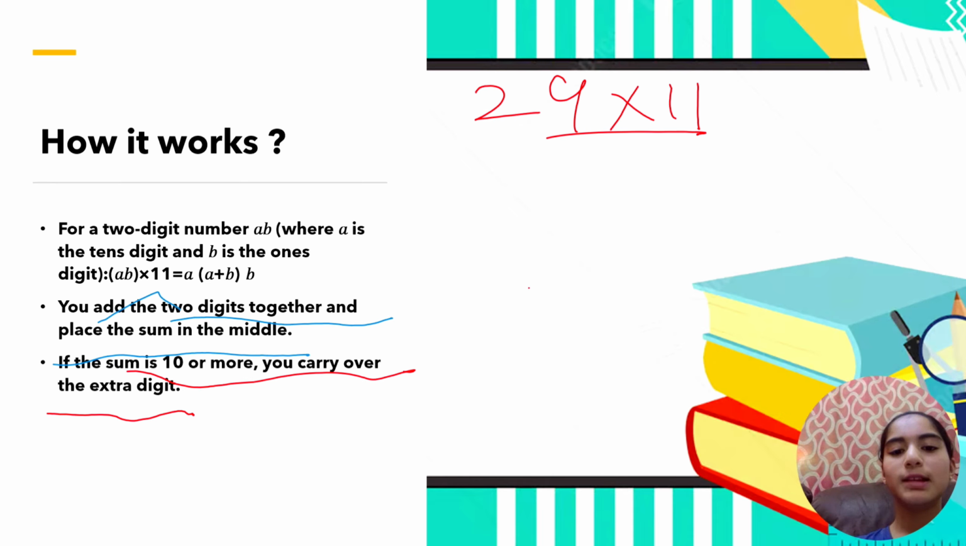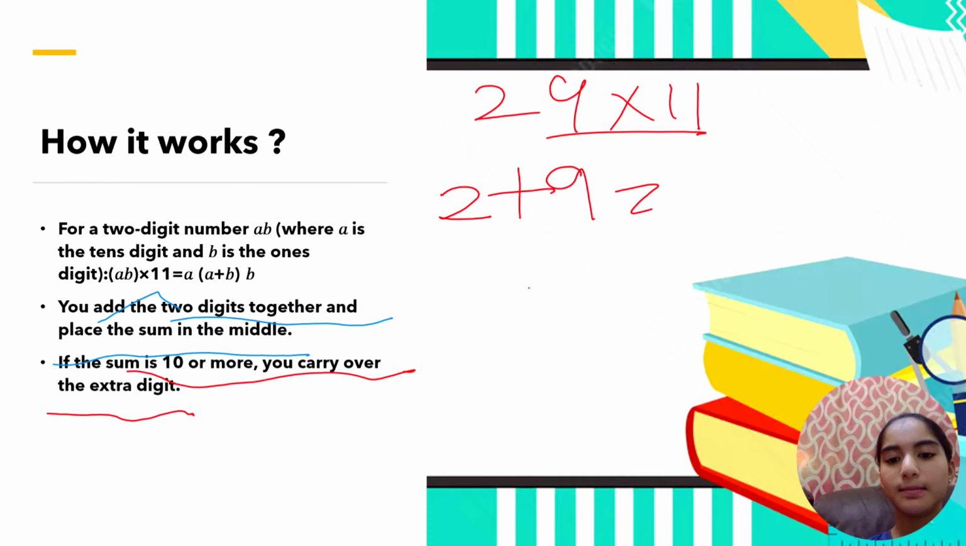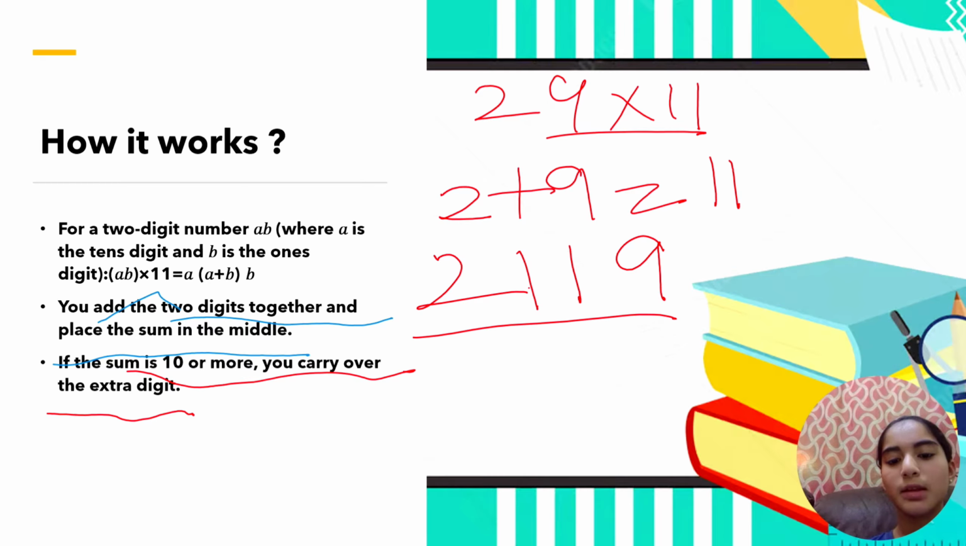Okay, so let's do the question. First, we add the two digits. 2 plus 9 is equal to 11. Now, I place 11 in between the digits 2 and 9. But how? This number is too big. Let's shorten it. So this is the magic. We carry over this digit to the next number.